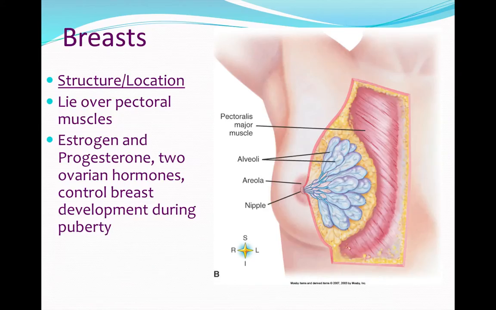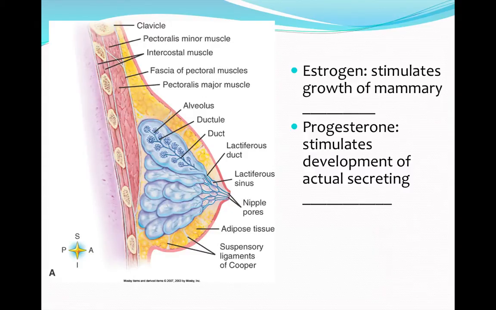The accessory organs, the breasts, lie over the pectoral muscles. Both estrogen and progesterone, two of the ovarian hormones, will control breast development during puberty. Estrogen will stimulate the growth of mammary ducts. Progesterone will stimulate the development of actual secreting glands. So when progesterone goes into the bloodstream, the glands will develop, and possibly, if receiving a message from a different hormone called prolactin, they will begin to secrete milk. The estrogen stimulated the growth of mammary ducts, which the milk will then pass through for a suckling baby.